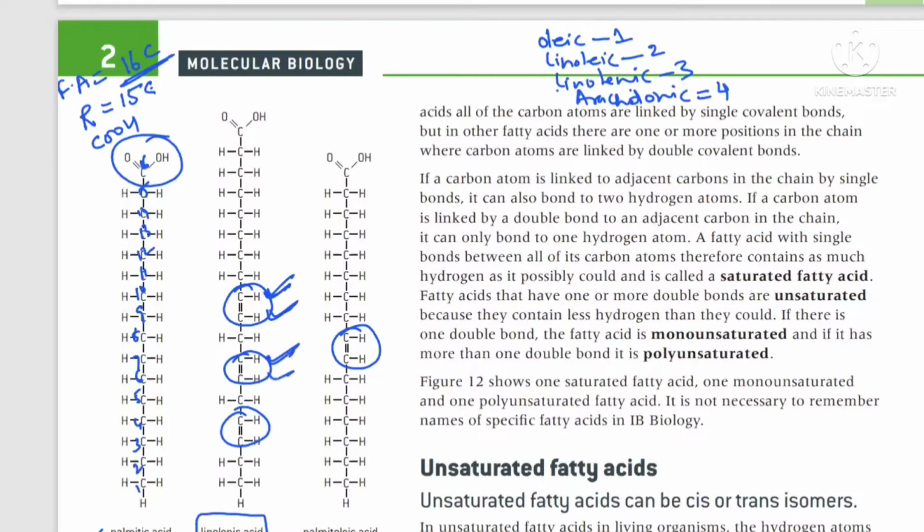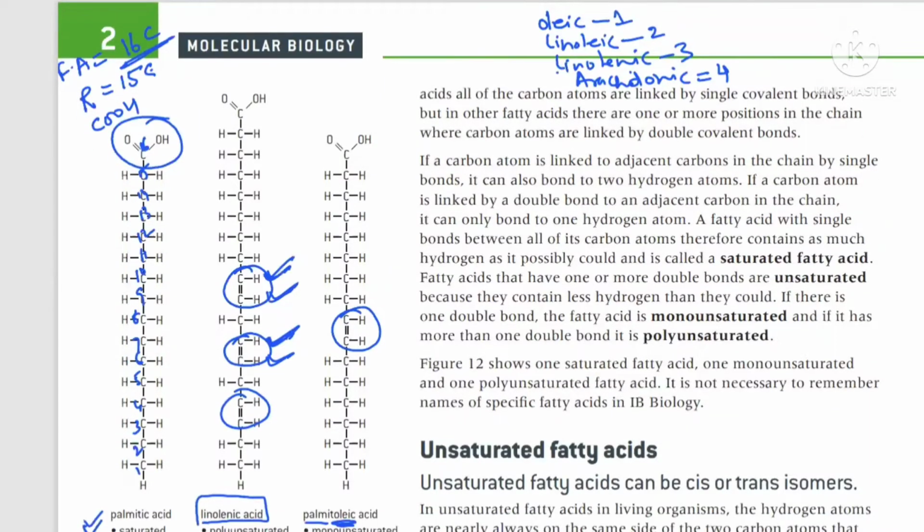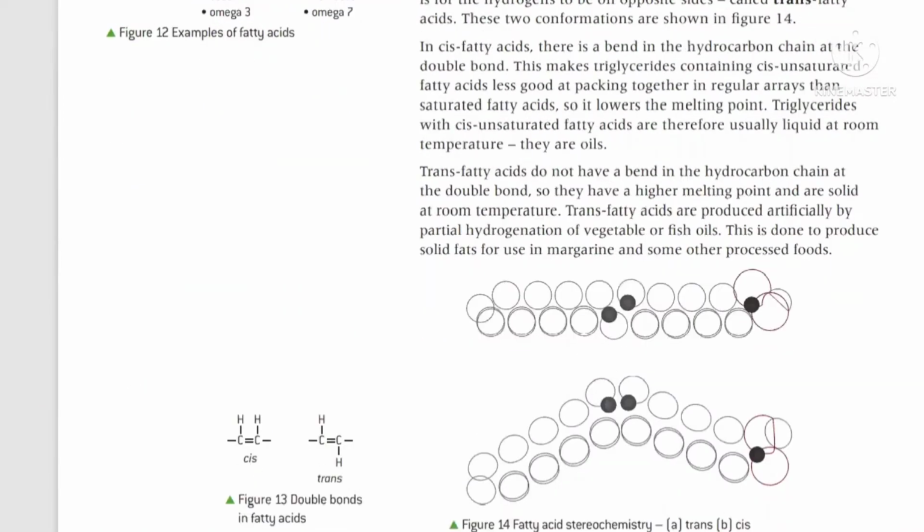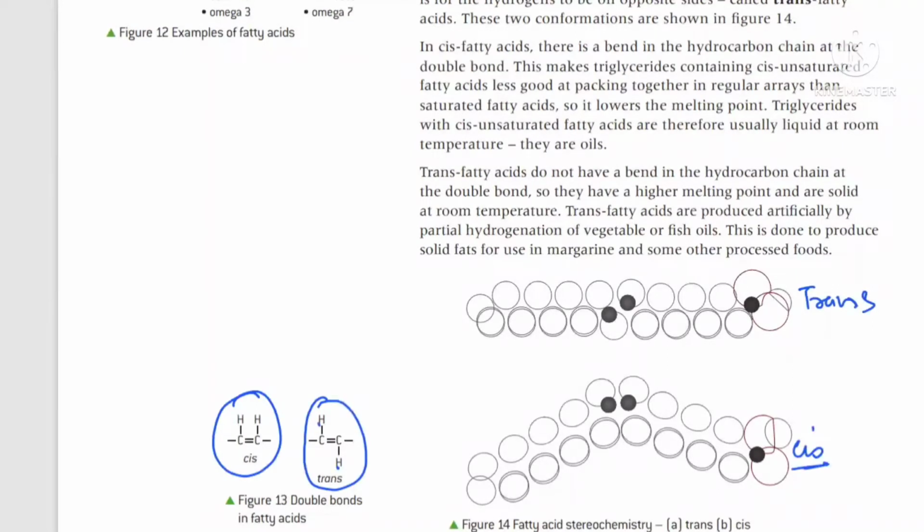See, if they are present on one side, we call it a cis fatty acid. This is on one side, meaning cis fatty acid, and if they are on the opposite side, you say trans fatty acid. So actually, trans fatty acid is not good for health. It is the cis fatty acid which is good for health, because this is the one which will create the bending. Cis will create the bending.